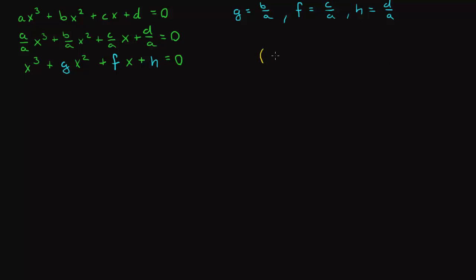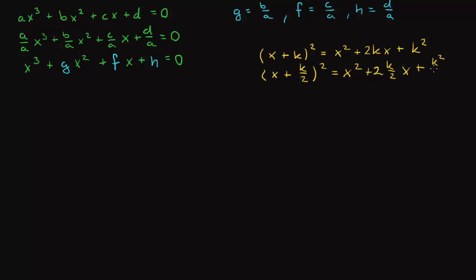In a quadratic equation, you use this identity. You say x plus some variable k, squared, is equal to x squared plus 2kx plus k squared. And what you generally do in a quadratic equation, if you don't use the formula, is you say, well, I'm going to replace my quadratic equation with something that looks like this: x plus k over 2 squared is equal to x squared plus 2k over 2 x plus k over 2 squared, which is just k squared over 4.